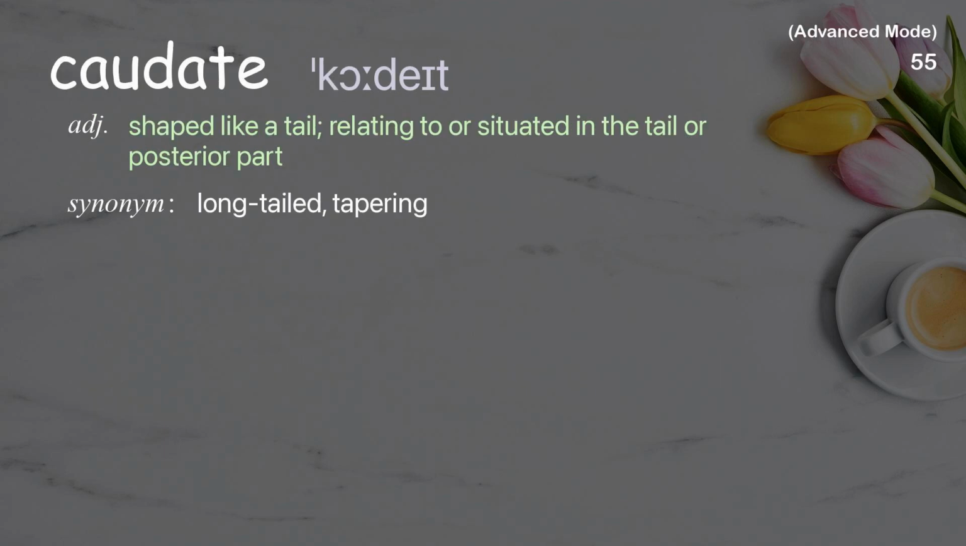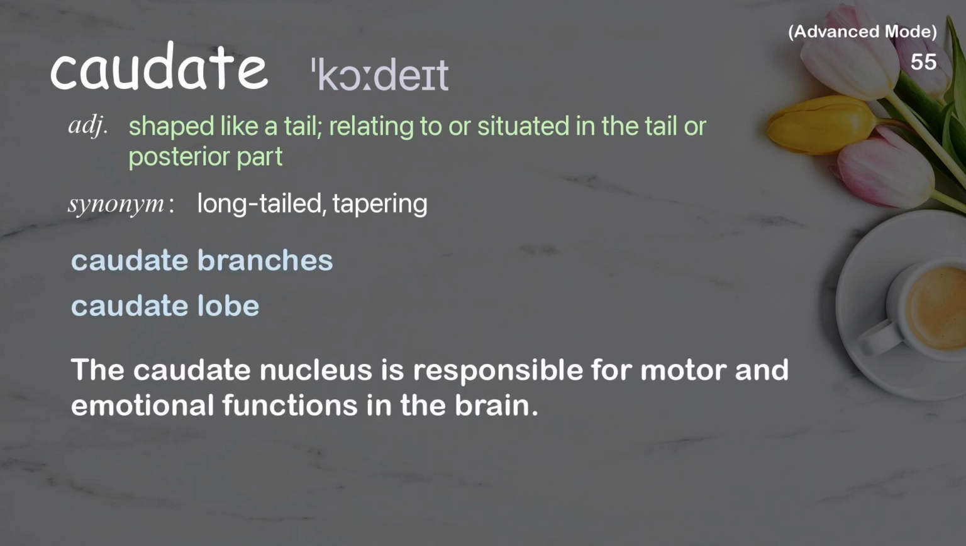Caudate. Shaped like a tail, relating to or situated in the tail or posterior part. Examples: caudate branches. Caudate lobe. The caudate nucleus is responsible for motor and emotional functions in the brain.